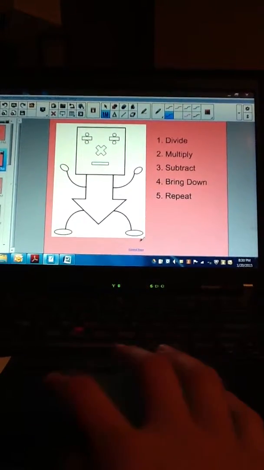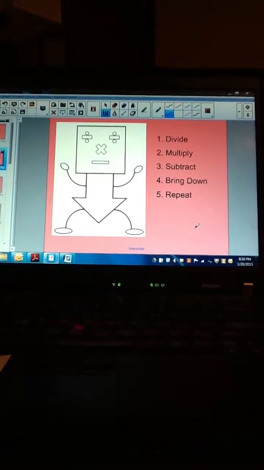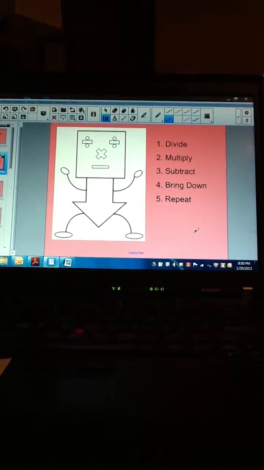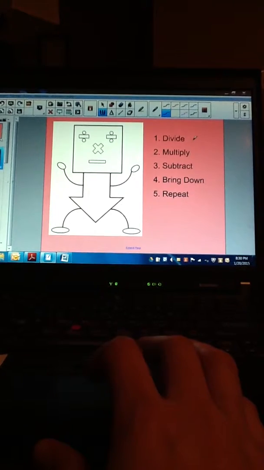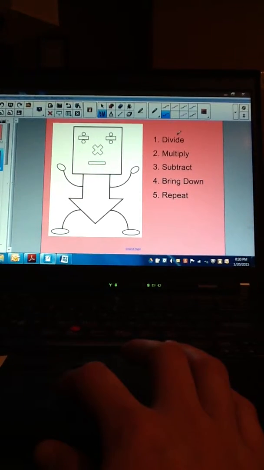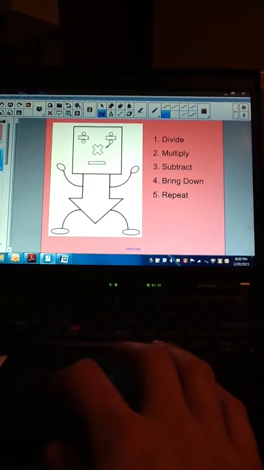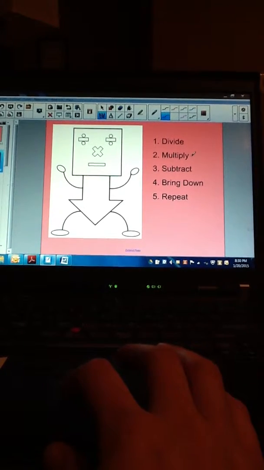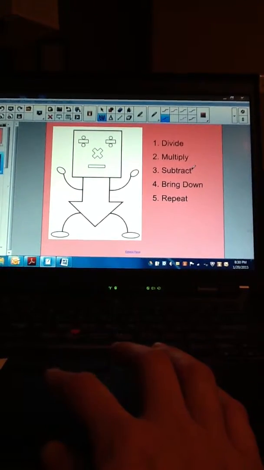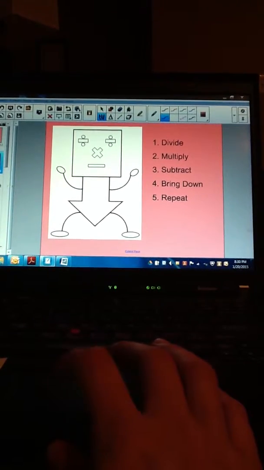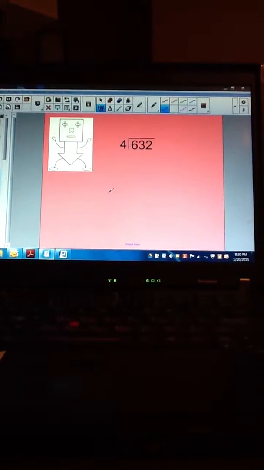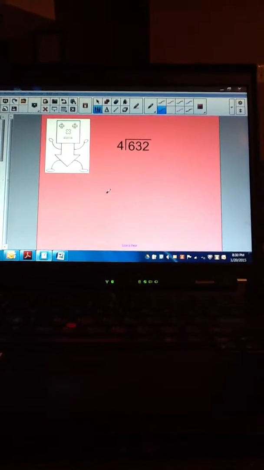And we've had this nice little man that has helped us, Mr. Division Man. And so we know that our steps for Mr. Division Man are also on our anchor chart that you can see behind you. We know our steps are divide, and then we multiply what we had divided times our divisor. We subtract those numbers, we bring down, and we repeat. So we're going to walk through this one together before you practice a few on your own.